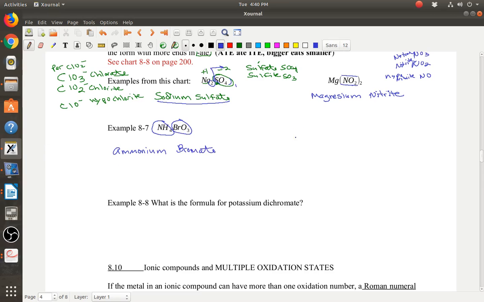I'm going to write them off to the side and add this to your notes. Bromate is BrO3, and it's a -1. So if it's per-ate, it's perbromate. So perbromate would be BrO4.